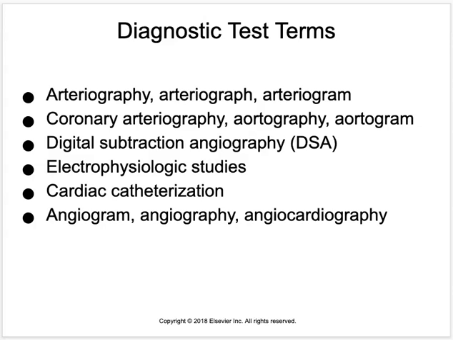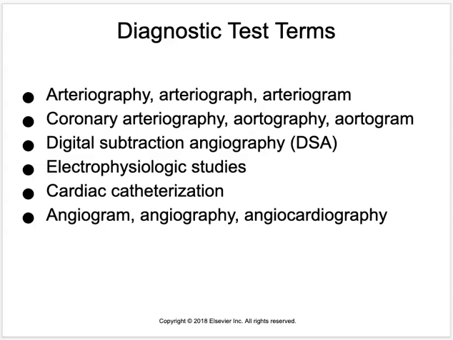Then we get a little bit more specific, a coronary arteriography. Okay, this is going to be an X-ray image, or the process of X-raying the coronary arteries. So this is just getting more specific on what arteries we're looking at. Then we have aortography. Okay, aortography is arteriography of the aorta. Okay, so this would be the process of X-raying the aorta. Then we have an aortogram, okay, and that would be the X-ray image created in aortography.